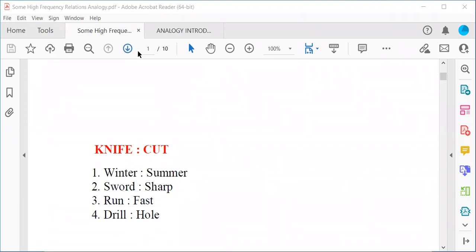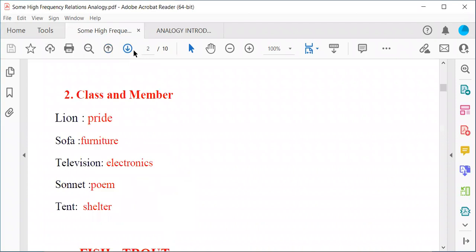The second relationship is going to be class and member. Something is a member of a class. Here we have many examples on this one. So to be a member of a group, or a class. Now look at the examples here. We have lion and pride. Now, what's the relationship between lion and pride?